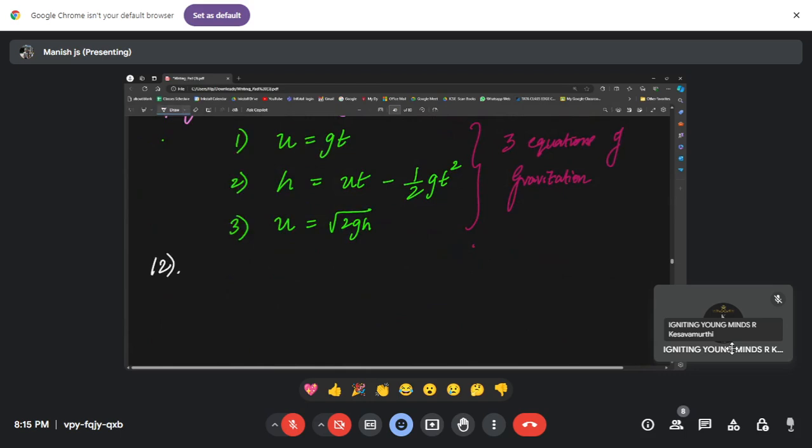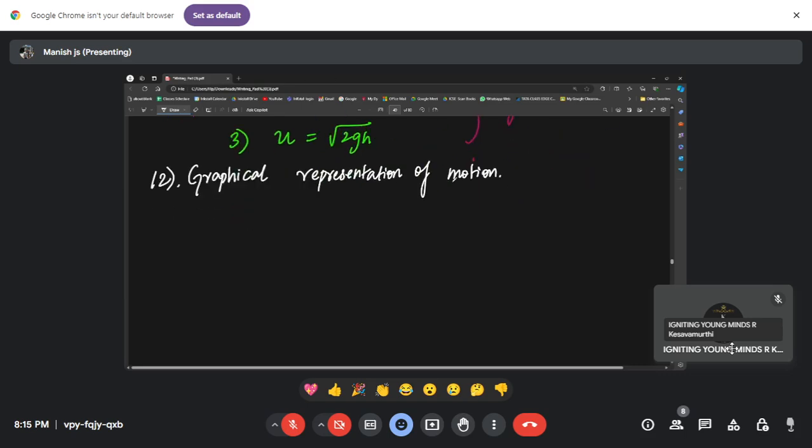So we look at the 12th concept. Now we have graphs. So we look at the graphical representation of motion of objects. So the first aspect, the first graphical representation of motion, let us see.